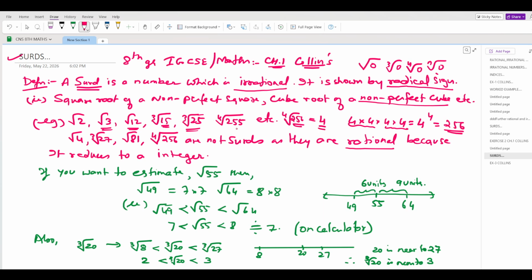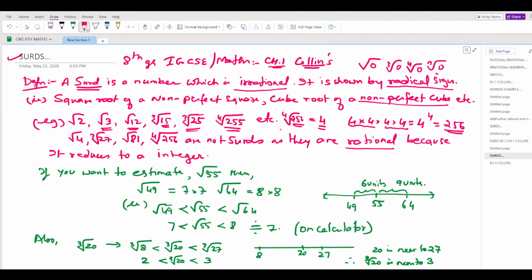But the fourth root of 255 will definitely be an irrational number, and that is why it will be a SURD. So now you must have understood the idea of a SURD. First of all, it is a number written in radical form. Second, it has to be irrational, and for that you have to check that under the square root sign the number is a non-perfect square, under a cube root sign the number is a non-perfect cube, and under the fourth root sign the number should not be a fourth power of any number.